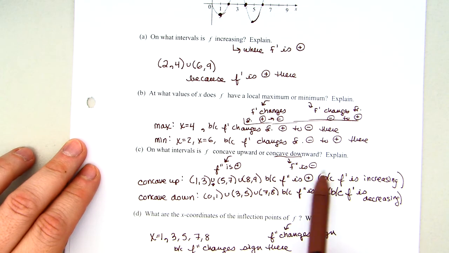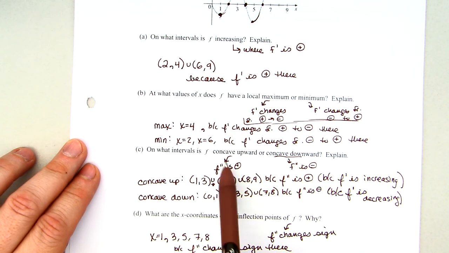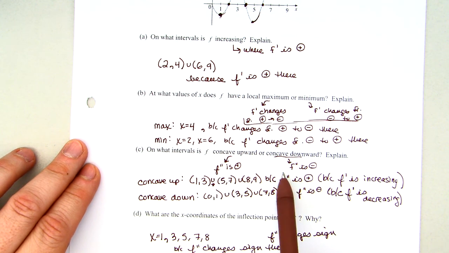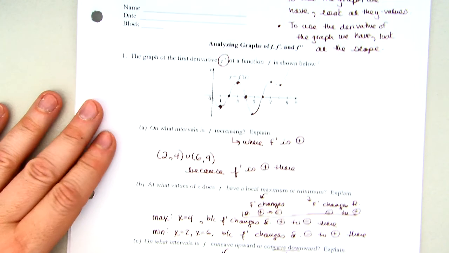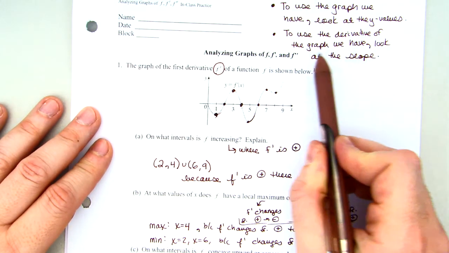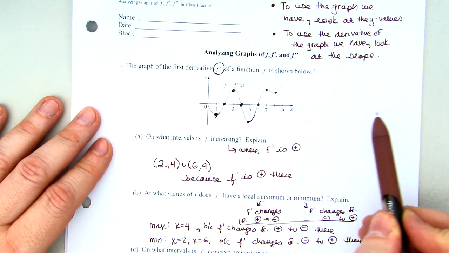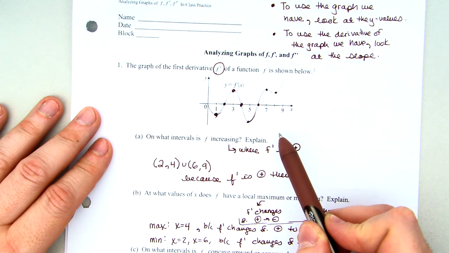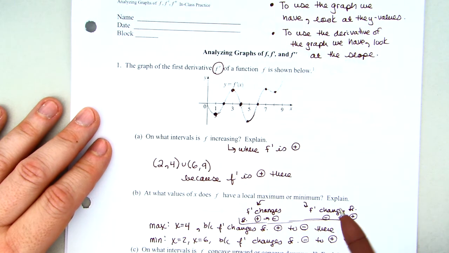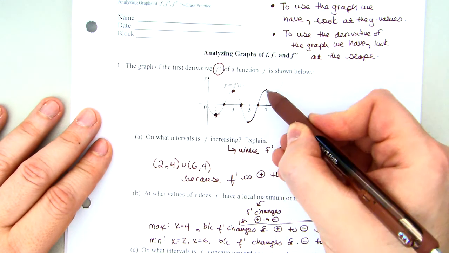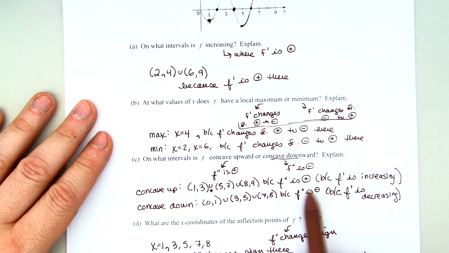Where is f concave up and where is it concave down? I'm starting from my definition. F's concave up where f double prime is positive, concave down where f double prime is negative. Is that okay? You've got f prime. You want to know about f double prime. That was my comment about, to use the derivative of the graph we have, look at the slope. I have f prime. I want to know where f double prime is positive. Well, f double prime is positive where the slope of f single prime is positive. That's going to be over here. That's going to be over there. And at the end. That's why I'm saying 1, 3, 5, 7, 8, 9, because f double prime is positive. Similar idea for f double prime being negative.